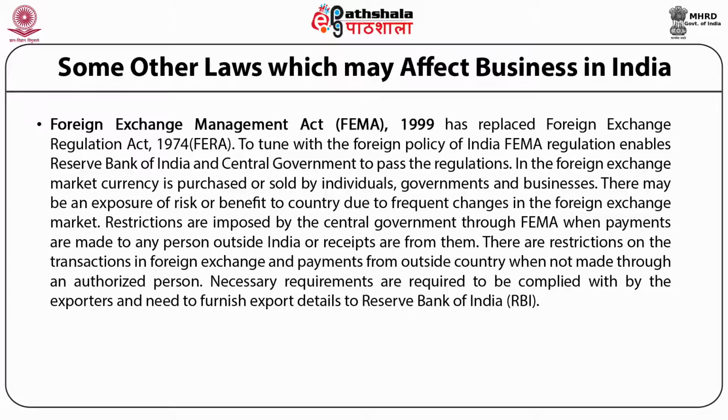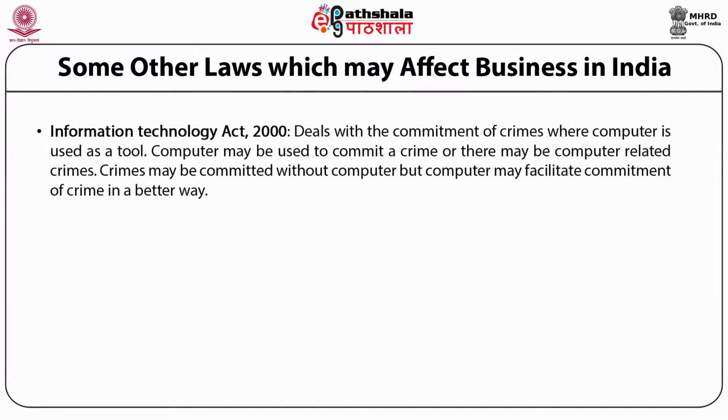There are restrictions on transactions in foreign exchange and payment from outside the country when not made through an authorized person. Necessary requirements are to be complied with by the exporters, who need to furnish export details to the RBI. Next comes the Information Technology Act 2000, which deals with the commitment of crimes where the computer is used as a tool. A computer may be used to commit a crime or they may be computer related crimes. Crimes may be committed even without a computer, but a computer facilitates the commitment of crime in a better way.